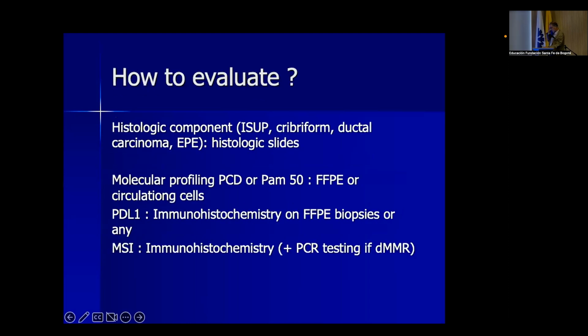So last point, how to evaluate all these elements. The evaluation of the presence of cribriform and ductal carcinoma is easy on the slide. If you're looking for genomic profiling, this is, as I said, very expensive, but you can do that on formalin-fixed paraffin-embedded tissues, or even on circulating cells if you don't have the initial histologic material. PD-L1 is easily assessed by immunochemistry. It's an easy job to do. And the same for microsatellite instability.